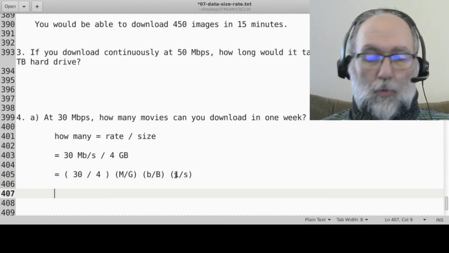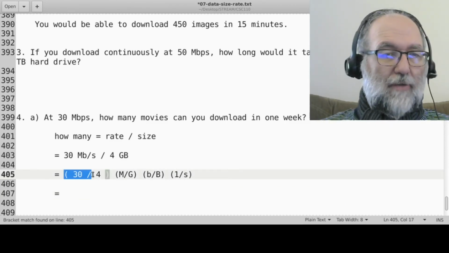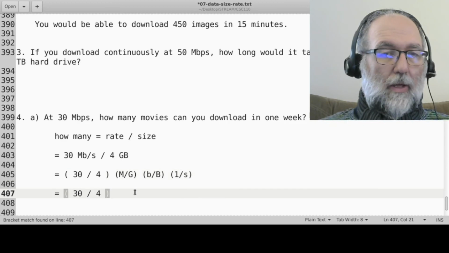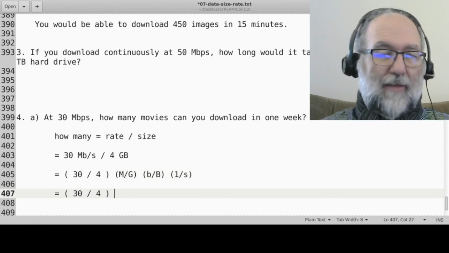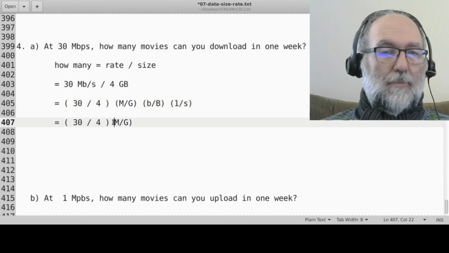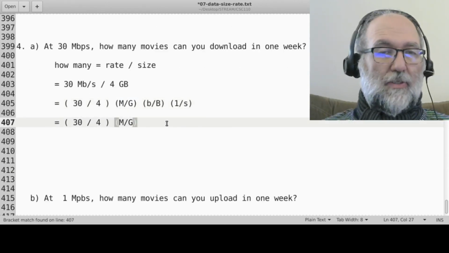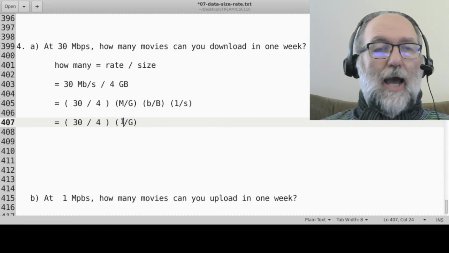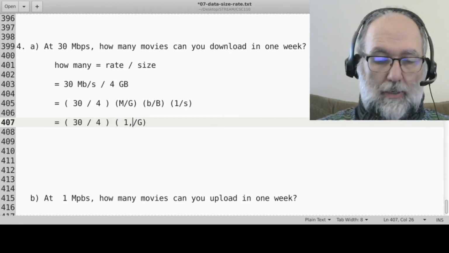Okay, now what? Well, we have 30 divided by 4 here. And here we could do the kind of fraction conversion that we've been doing, but I'm going to do it a slightly different way. This might help you to understand what these metric prefixes are all about. Mega is synonymous with a million.